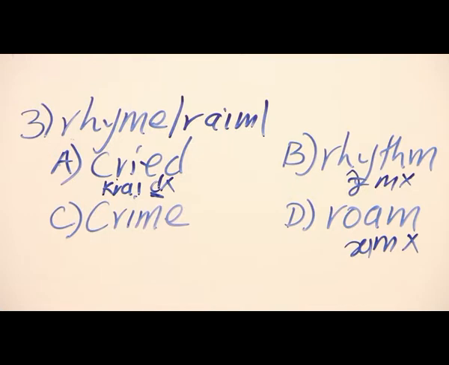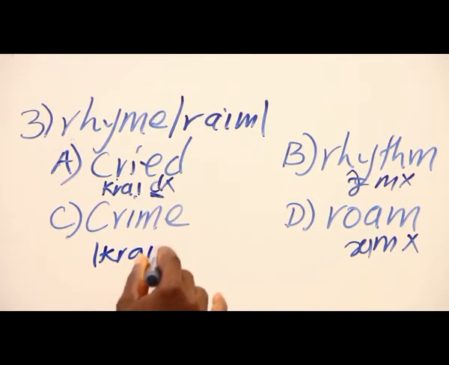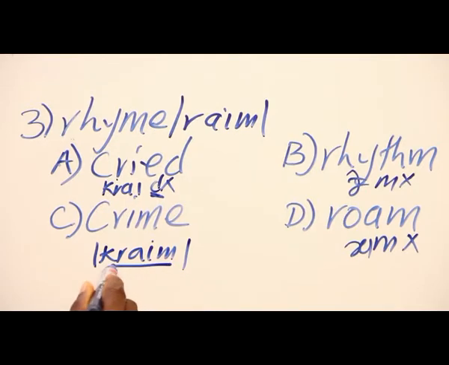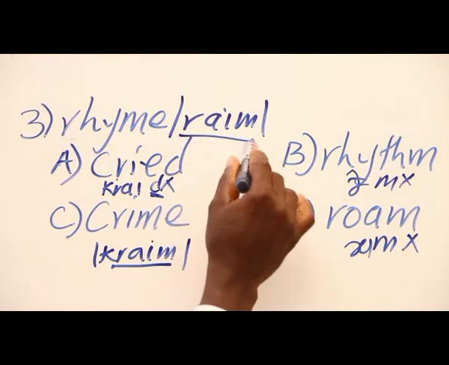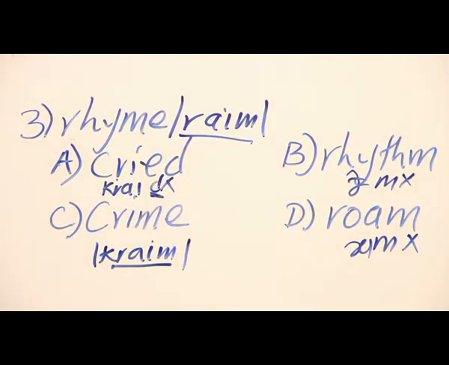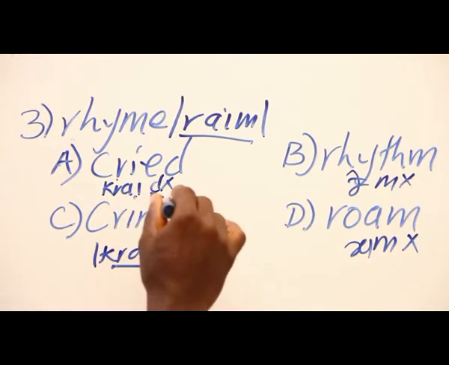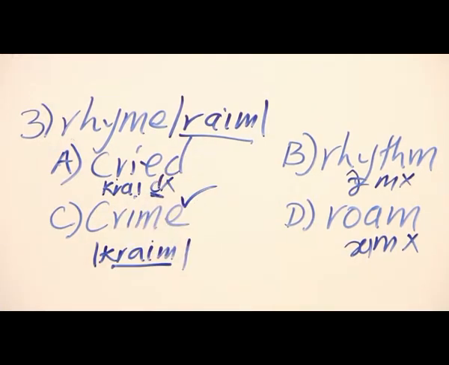We'll now turn our attention to option C. Option C is crime. So you can see that option C has rhyme at 3 points with the given word, rhyme, crime, rhyme. So our answer to number 3 is C.